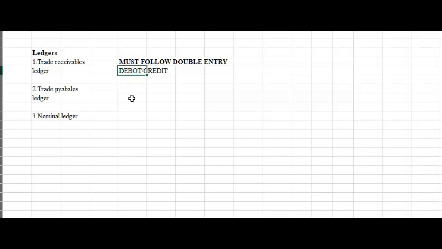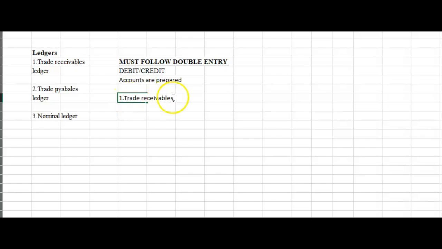Double entry bookkeeping means that every transaction is recorded twice, once on the debit side of one account and once on the credit side of another account. For your Edexcel IGCSE accounting exams, you need to be familiar with three main ledgers: the receivables ledger, the payables ledger, and the nominal ledger.